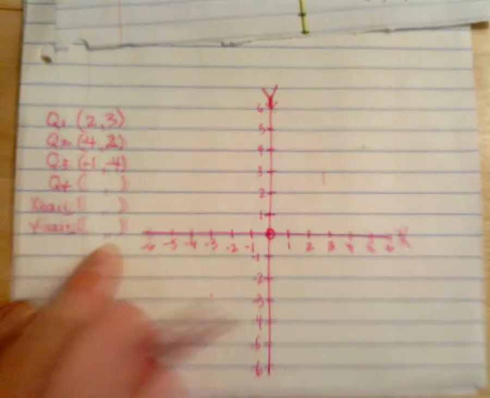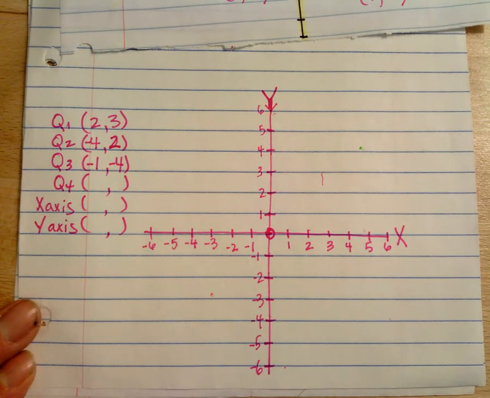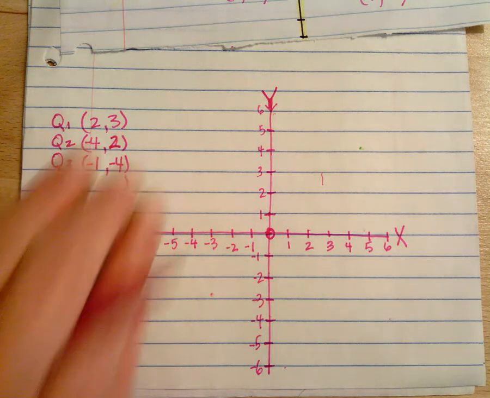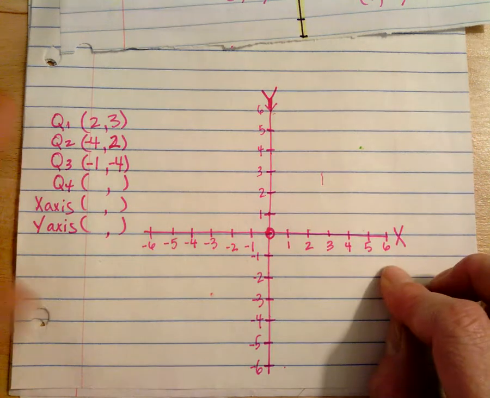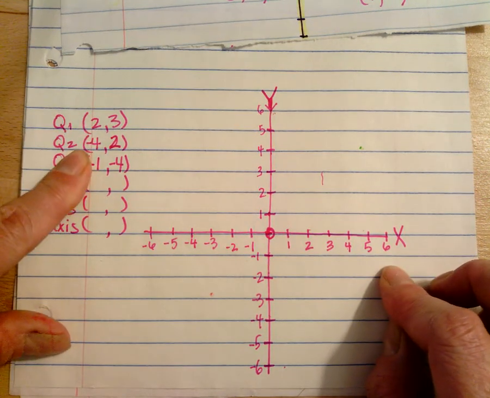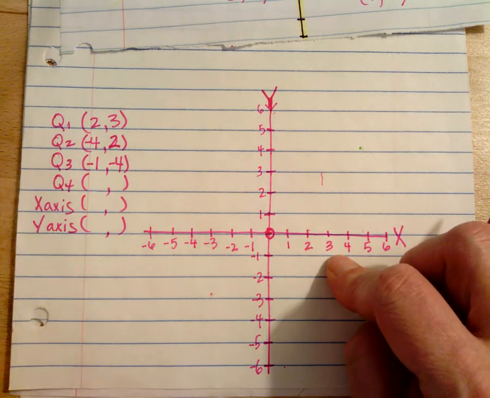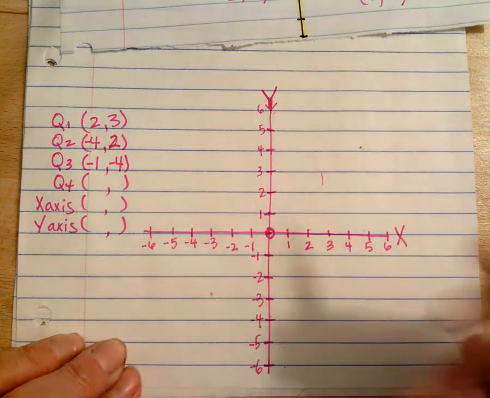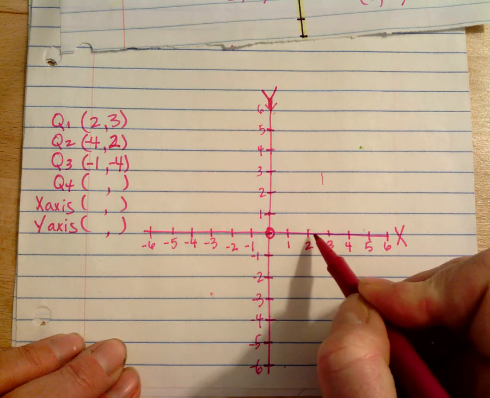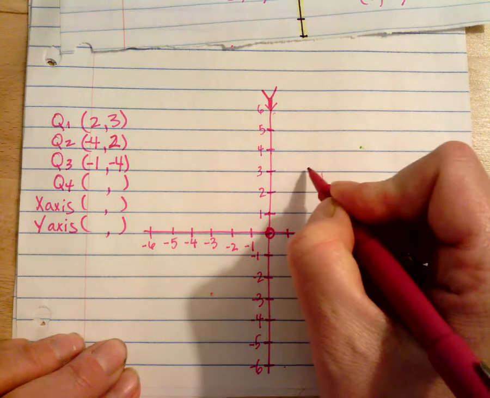And then the other ones, we're going to leave those as it is, and then we will graph those. So let's start first with having the coordinate pair and needing to plot those. When you have the coordinate pair, you're going to go over 2, up 3.